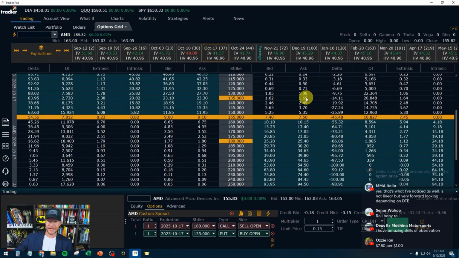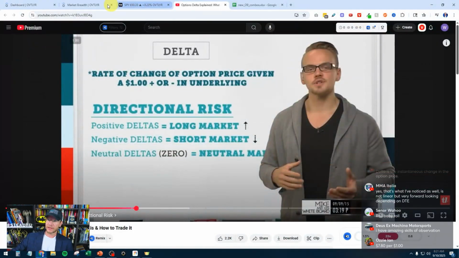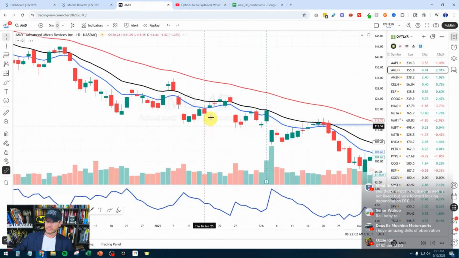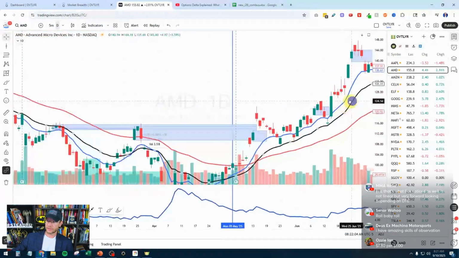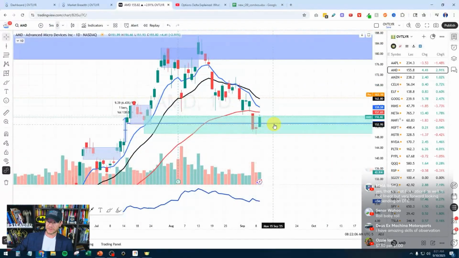So your total net outlay in deltas is 0. If you're doing 16 on both sides, your total net outlay in deltas is 0. Why would you want that? That would allow you to profit if the stock were to go sideways.